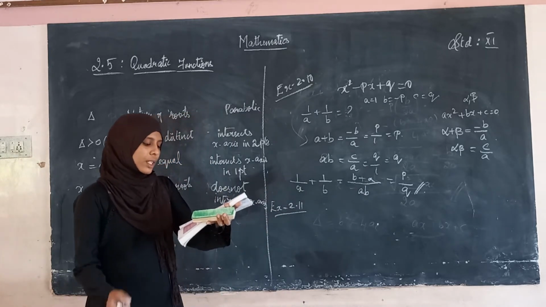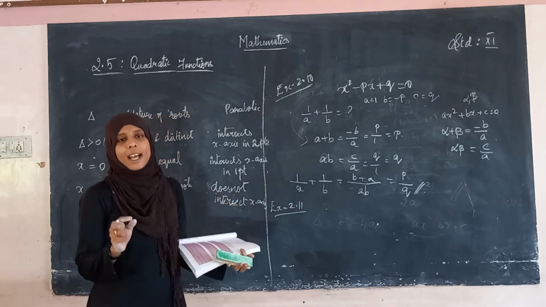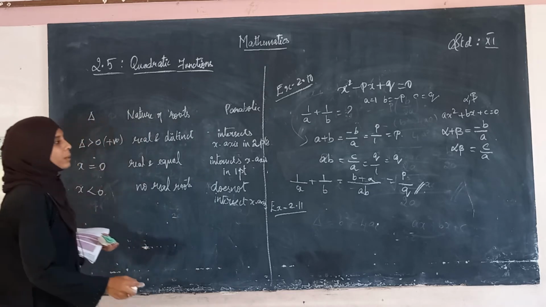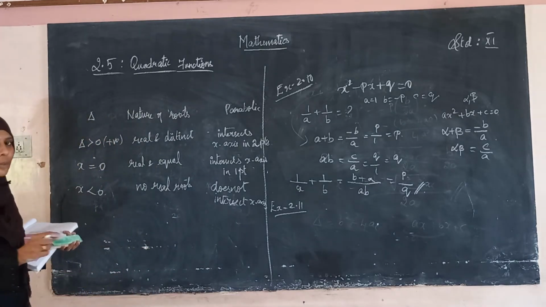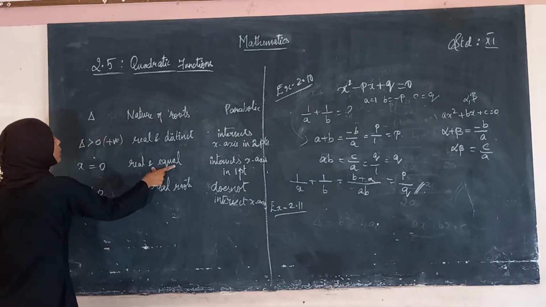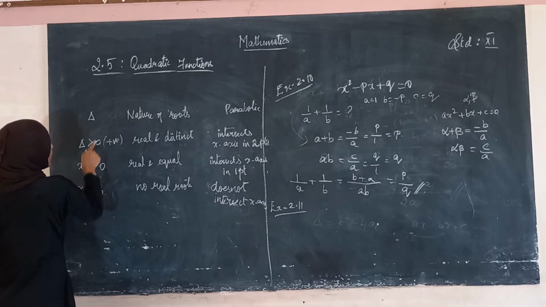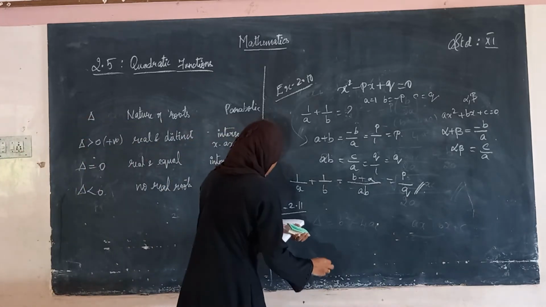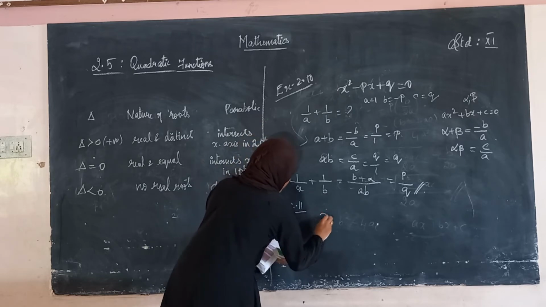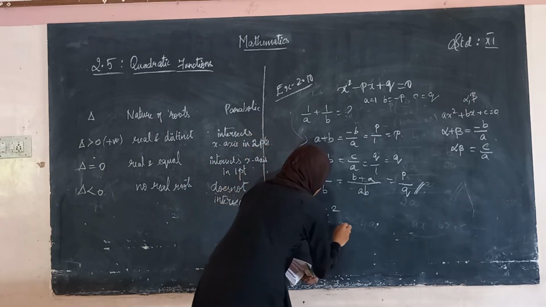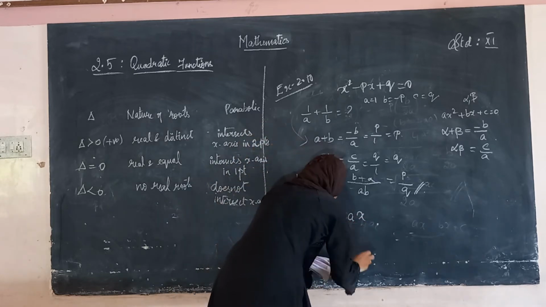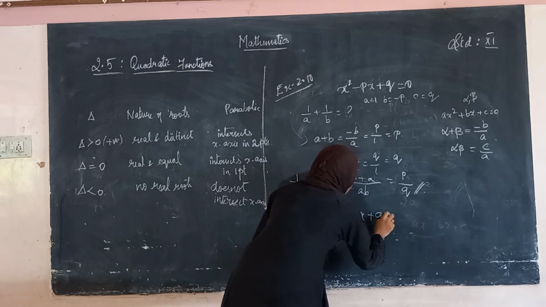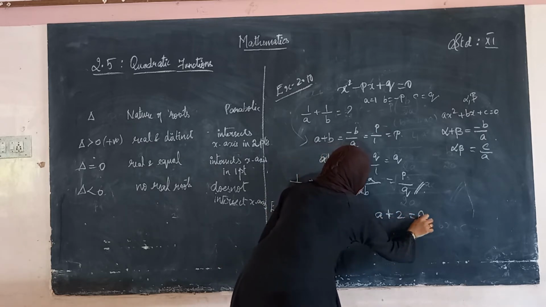The given condition is, they have given the quadratic equation, it is having equal roots. What does that mean? Equal roots means the discriminant value should be equal to 0. Sorry, this is discriminant, okay, not x. If the discriminant value should be equal to 0, the given quadratic equation is x squared minus ax plus a plus 2 is equal to 0.